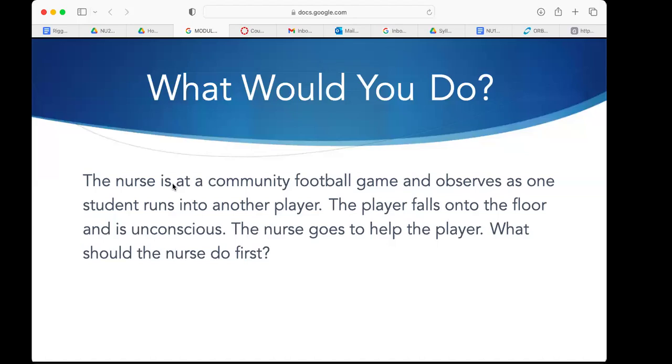All right, guys. So I have a question. What would you do? You are at a community football game and you are a nurse, and you observe that one of the students runs into another player. The player falls onto the floor and is unconscious. You go to help the player. What should you do first?